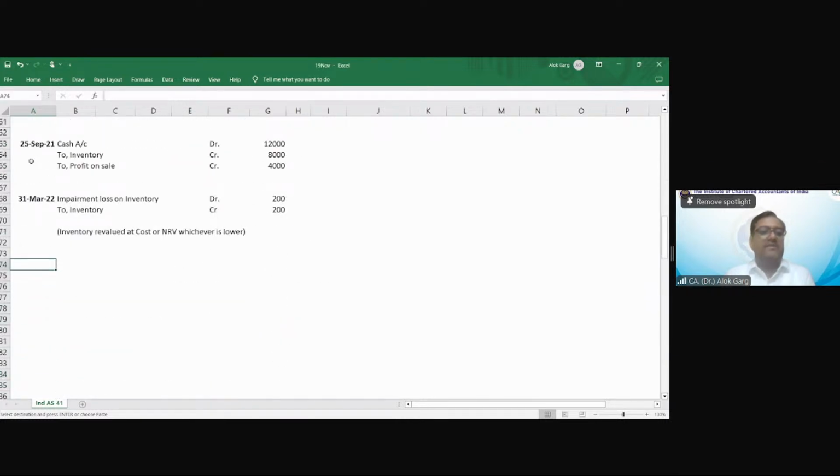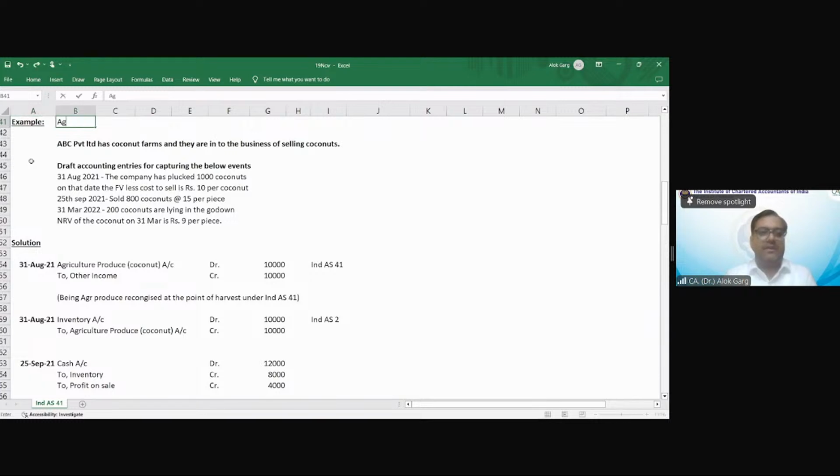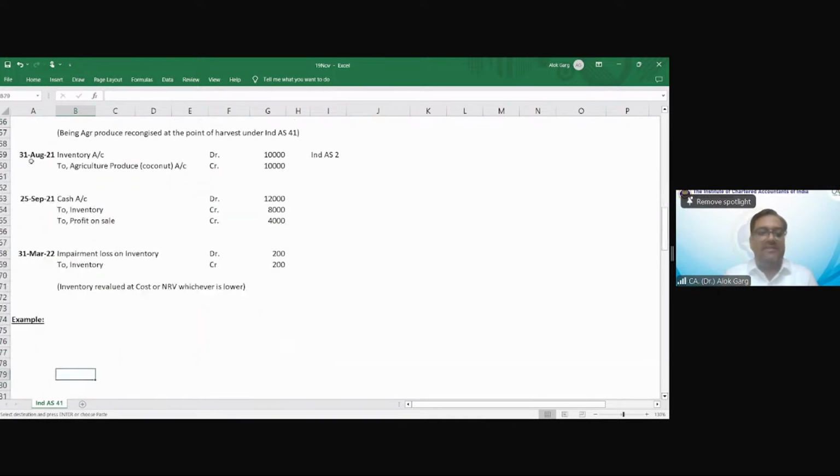Now let's take an example of a biological asset. So this was the agriculture produce. Are you finding these examples relevant? Are you finding this example useful? Yes, sir. Biological asset.